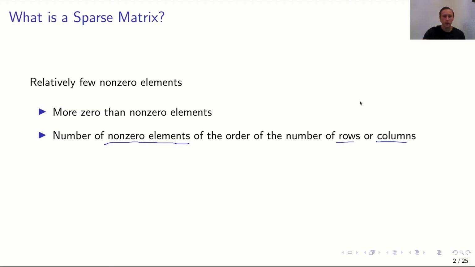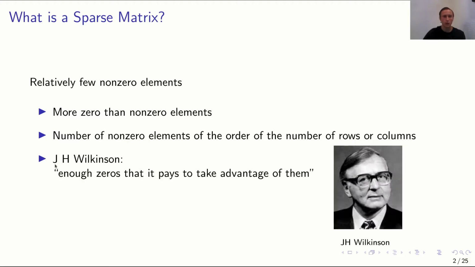Now, a definition that I encountered, which I really like, is one by James Hardy Wilkinson. He was a prominent numerical analyst in the previous century who said that a sparse matrix is any matrix with enough zeros that it pays to take advantage of them.